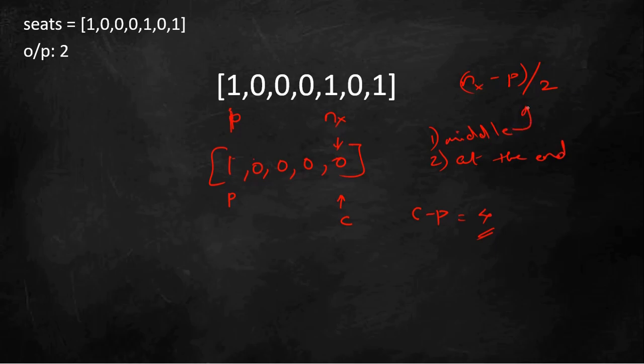So for the middle it will be n minus p by 2. So max equal to the max of this value and my current max. Here it will be c minus p at the end, that is the current pointer minus the previous pointer. So max equal to the max of my current max comma c minus p for this particular case. Let us see how we can build the algorithm for this approach.